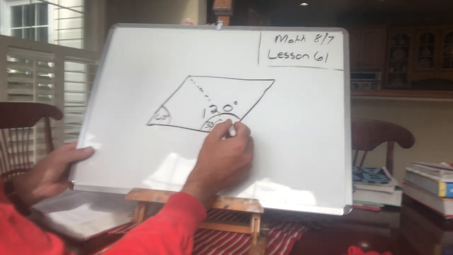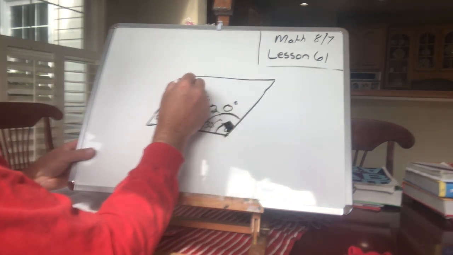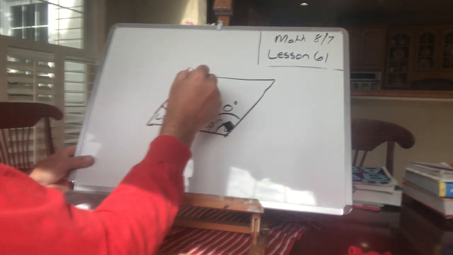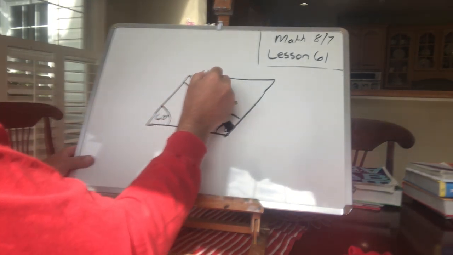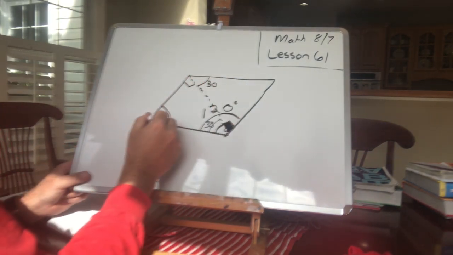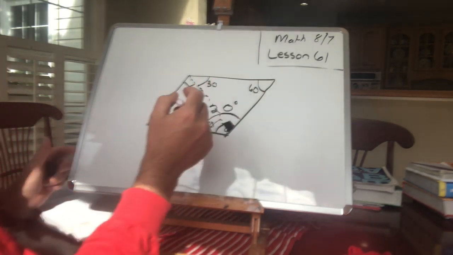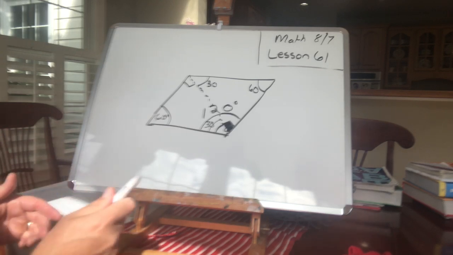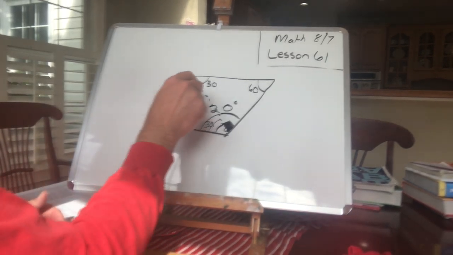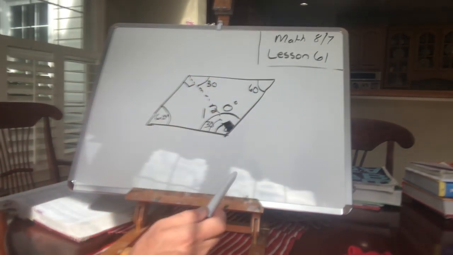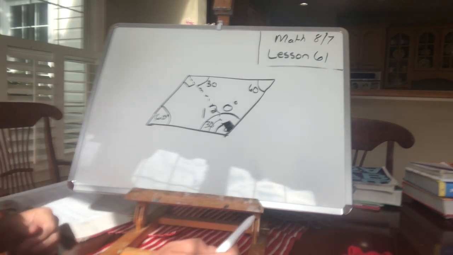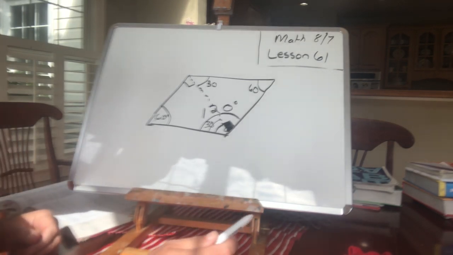That also means that this one is going to be 90, and this one's going to be 30, and that also means the opposite one over here is going to be 60. So no matter what the question is asking, you have found the measurements of all the angles inside of this parallelogram. You just need to remember those pointers.